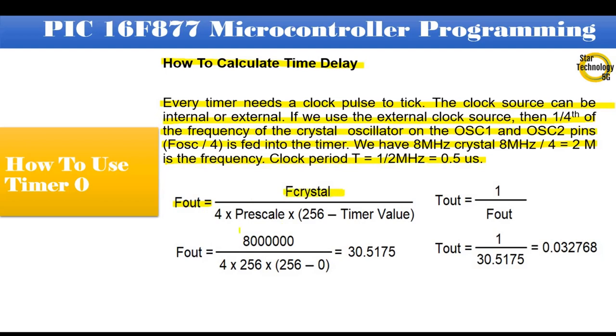F out equals F crystal divide by 4 divide by prescaler value divide by 256 minus timer initial value. We are using 8 MHz crystal divide by 4, prescaler value is 256, multiply by 256 minus initial value 0. Answer is 30.5175. T out equals 1 divide by F out. 1 divide by 30.5175, answer is 0.032768. This is maximum delay we can generate with timer 0. We will run timer 30 times to get 1 second delay.